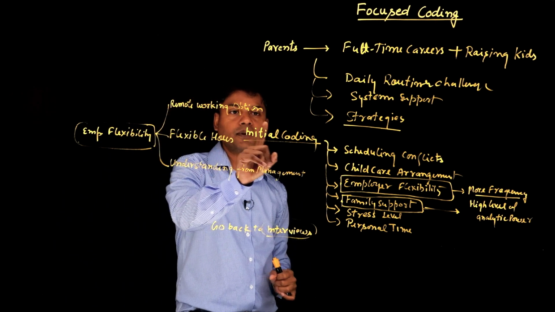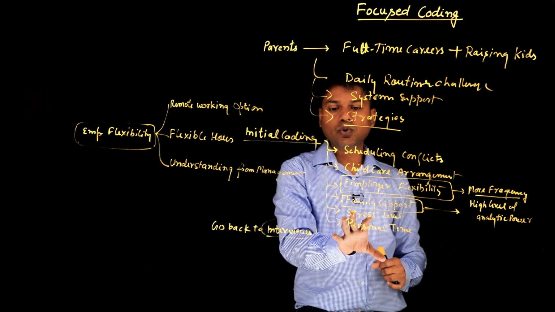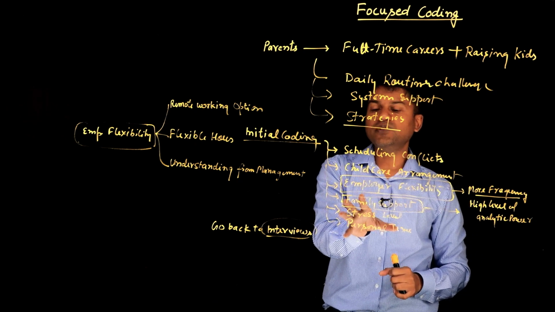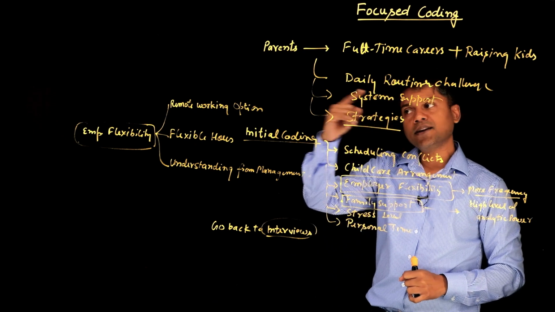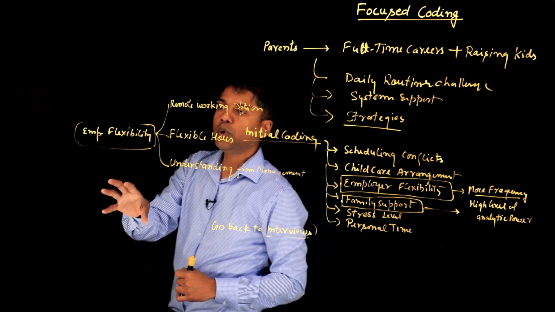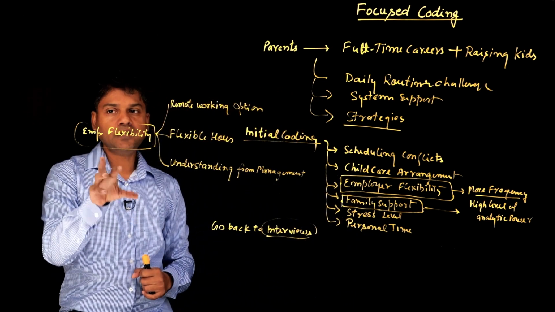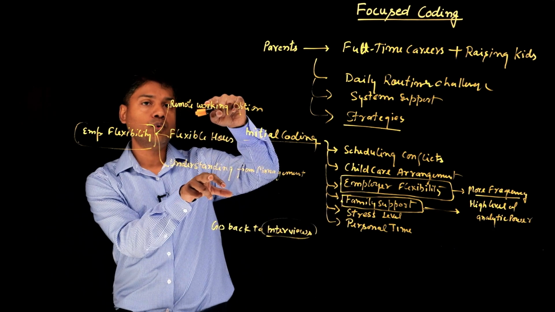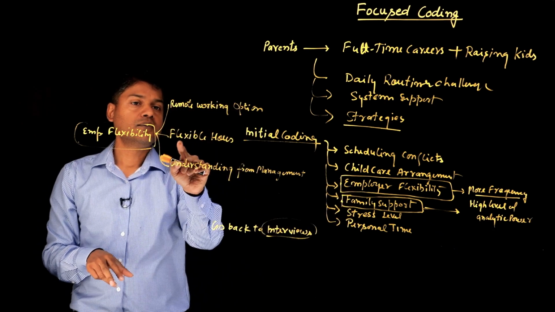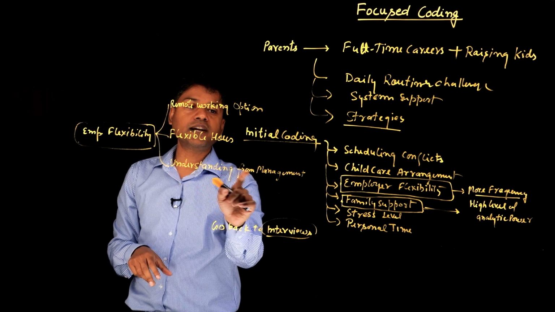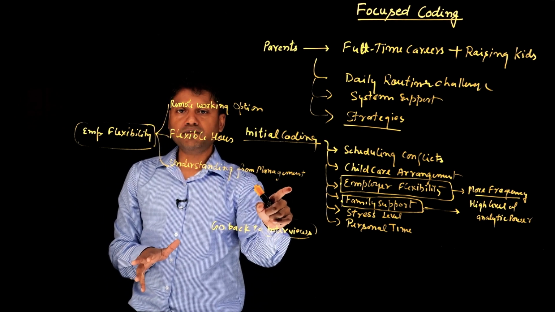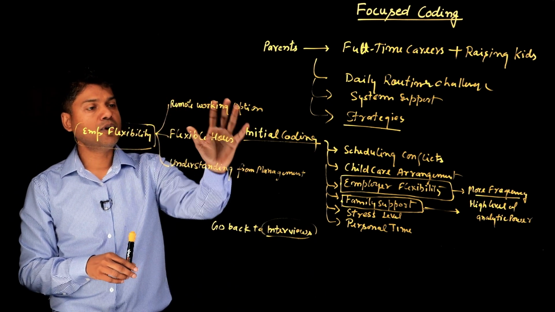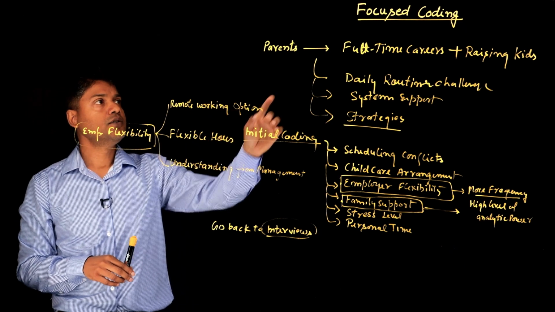So first, I have a list of the initial codes, and then I determine which codes have more analytic power, more frequency, more prominence. And then I went back to the data and did further coding of that segment of the data. And you see, employer flexibility, which was the initial code, came up with three subcodes: remote working options, flexible hours, and understanding from the company's management or office management. And this process of going back and recoding is what we call focused coding.